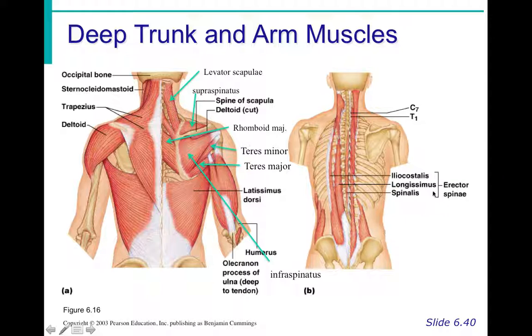We leave these alone for right now. We just call them erector spinae. They are muscles that stabilize your spine and stabilize your back. We don't name all of them in high school. You could, but I don't make you.